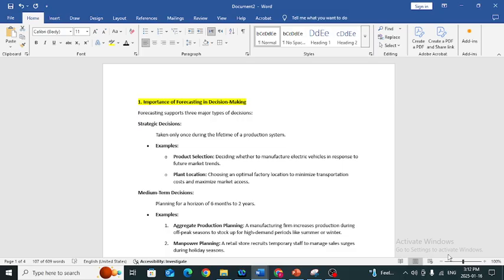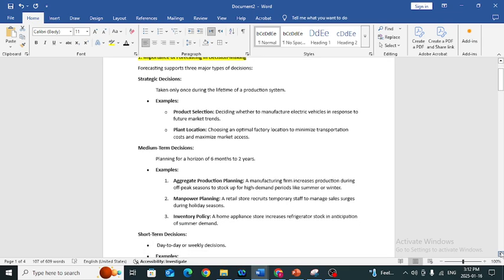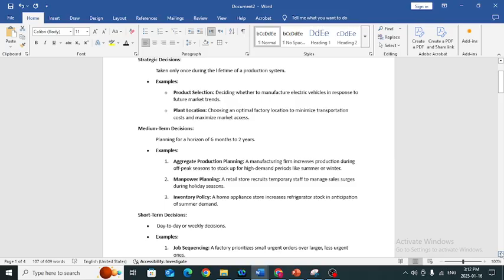For the medium-term decision, we are planning for a horizon of 6 months to 2 years. For example, aggregate production planning, manpower planning, and inventory policy. To explain more about inventory policy, for example, a home appliance store increases refrigerator stock in anticipation of summer demand.